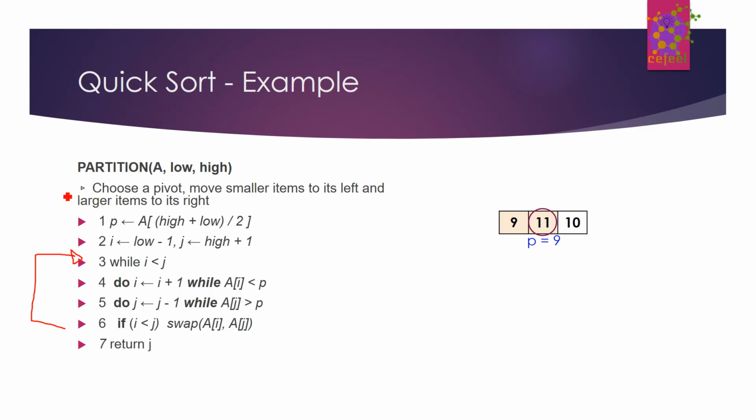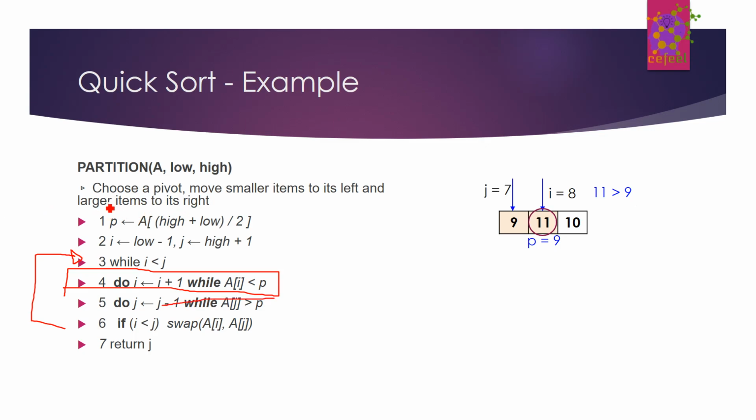step 3. In step 3, we compare i and j, and i is definitely less than j, due to which we will go to step 4, which means we'll keep incrementing i till we find an element that is out of order on the left side. So i is incremented from 7 to 8, and A[i], 11, we will compare with 9. 11 is greater than 9, so we'll stop here. This loop will stop here. We'll go to step 5 now.